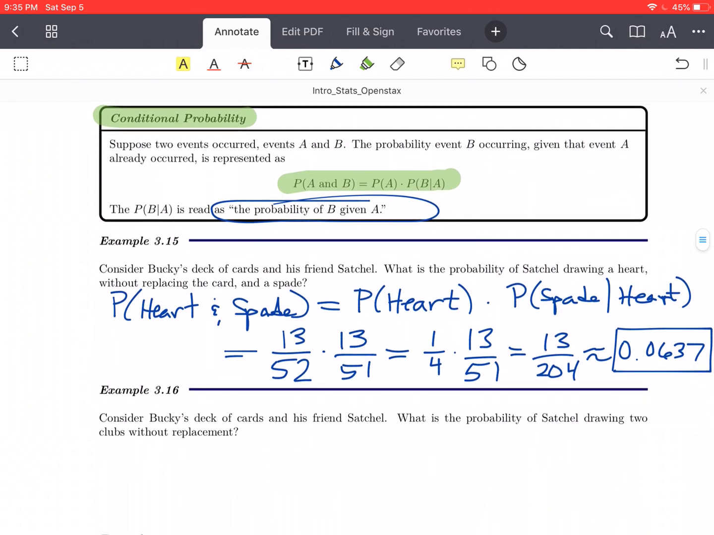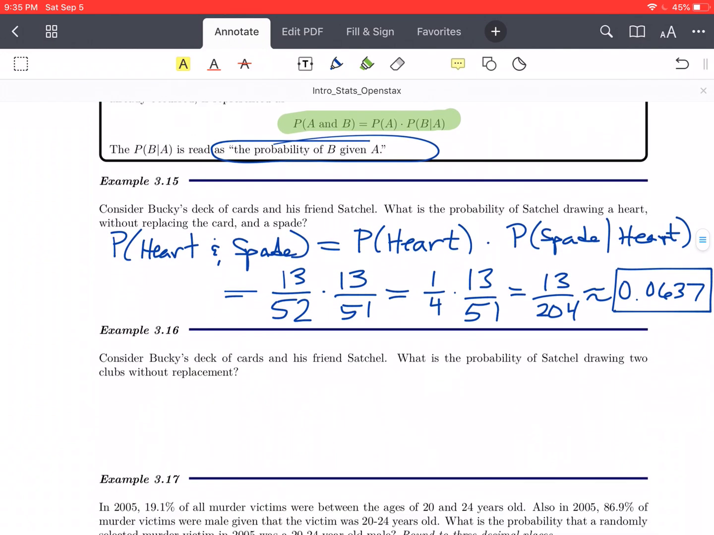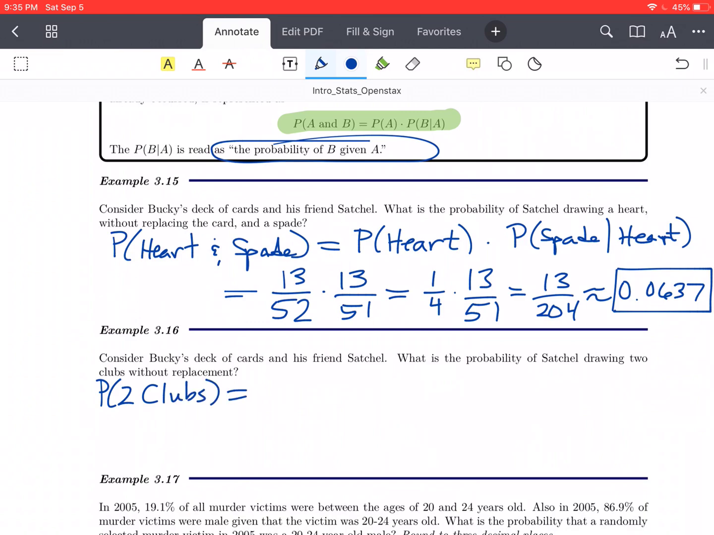Okay. For the next example, consider this deck of cards. What is the probability of Satchel drawing 2 clubs without replacement? So when we're looking at the probability of 2 clubs, you have to start shifting your mentality a little bit because he's drawing them one at a time. So we need to think about this as 2 separate events. So it's not just the probability of getting 2 clubs, it's the probability of getting a club and then getting another club. So this is the probability of a club and a club.